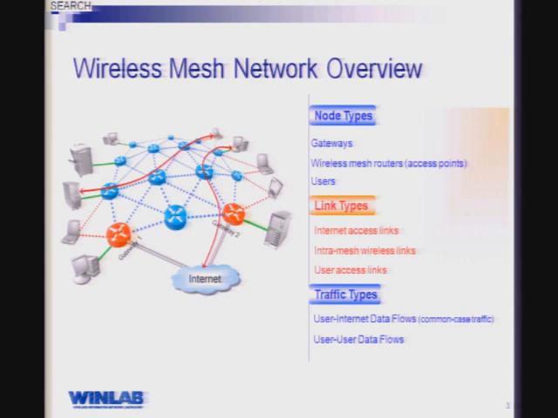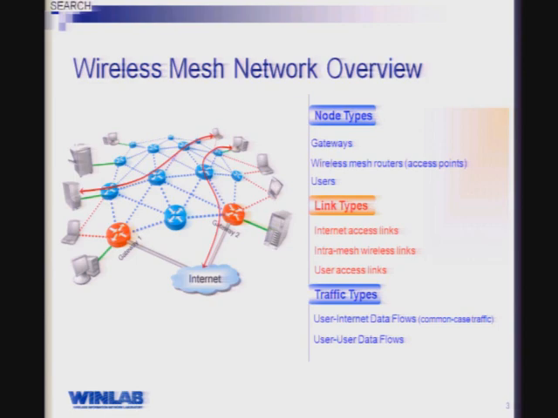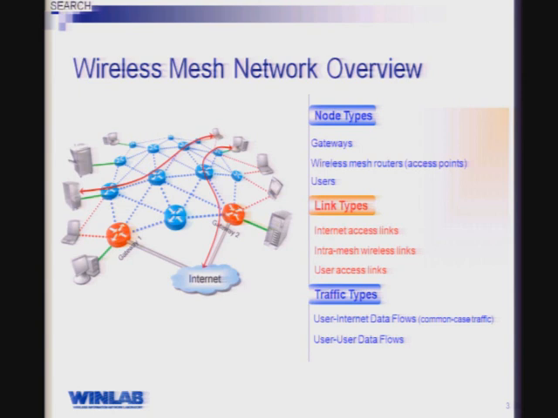In a wireless mesh network, there are three types of nodes. Gateways provide internet access to the users, while wireless mesh routers forward traffic and act as access points for users in their coverage. And also there are some users, either mobile or stationary. Accordingly, there are three types of links: internet access links connecting gateways and the internet, intra-mesh wireless links connecting mesh routers, and user access links connecting users to mesh routers or directly to the gateway.